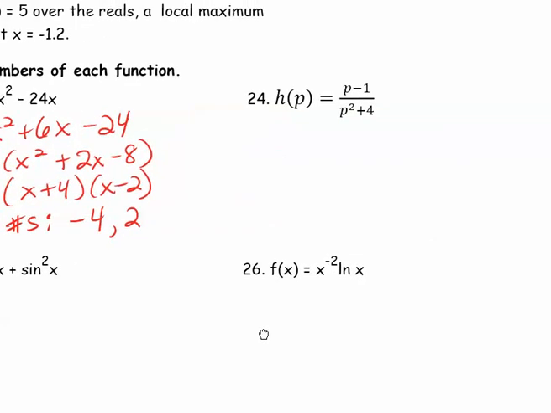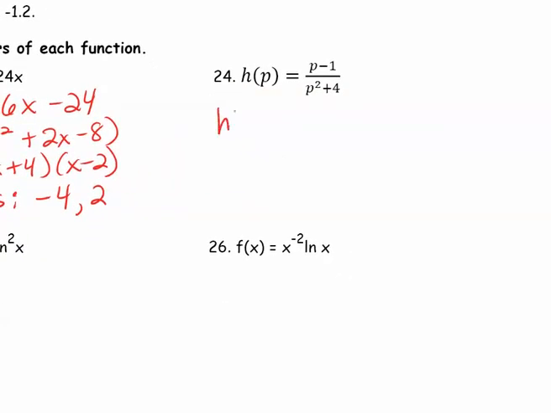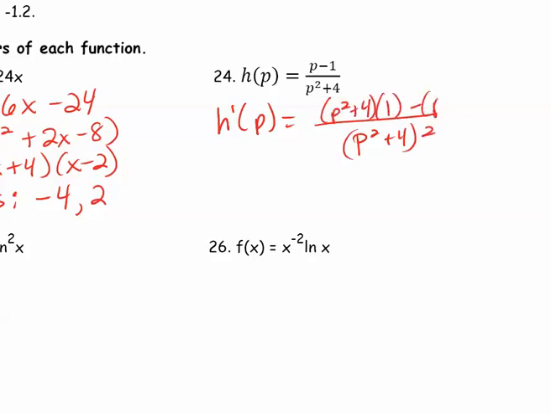All right, 24. To find our critical numbers, we need to do the derivative, and this would require a quotient rule. So we'll have our low d high minus our high function d low. And let's see what we've got here. P squared plus 4 minus 2p squared plus 2p.